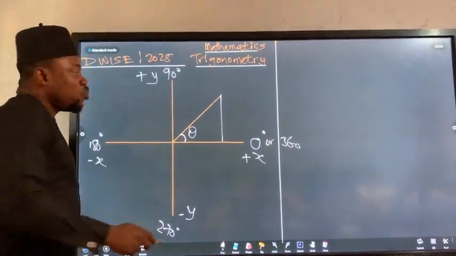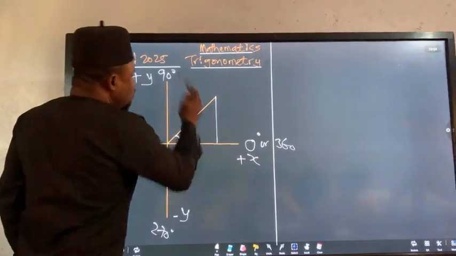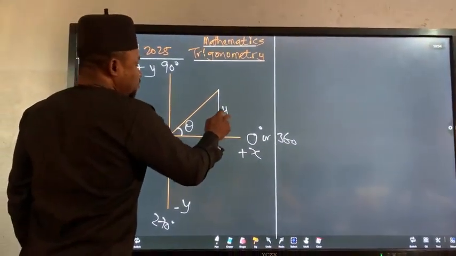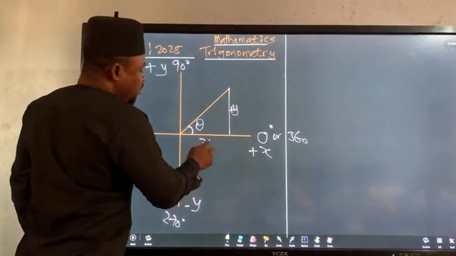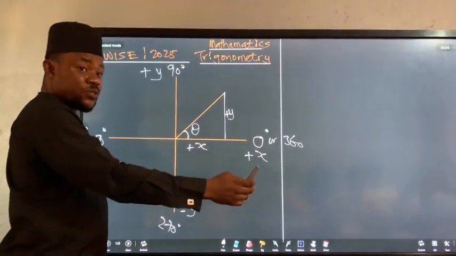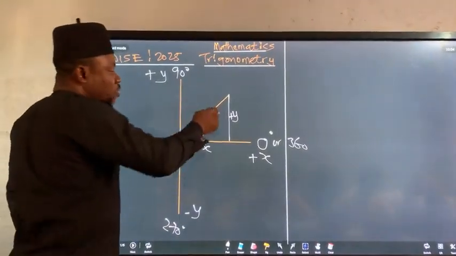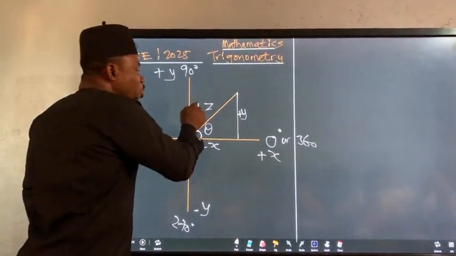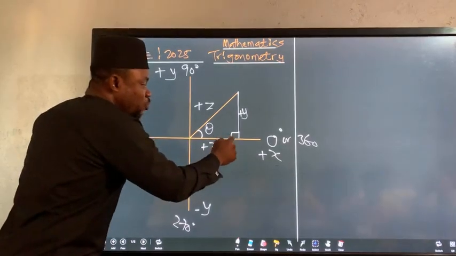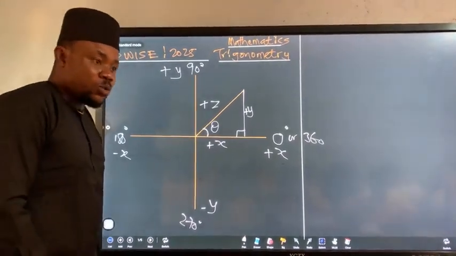Is that okay? So in this case here now, this is my y value, which is positive. And here is my x value, which is also positive, because it is to the right. Do you understand? And let me call this here my z value. Z is always positive because I have a right angled triangle. How do I know that?